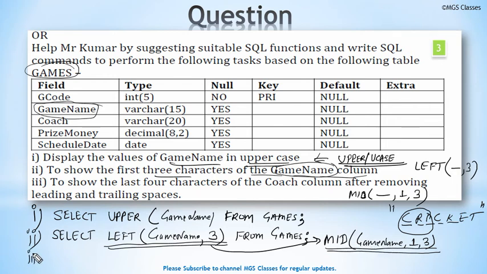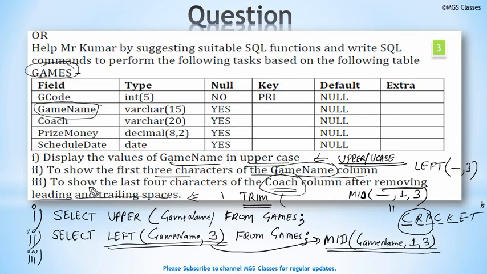Now we are solving the third question. The third question is to show the last 4 characters of the coach column after removing the leading and trailing space. Here you need to apply 2 functions at the same time. First you need to remove the leading and trailing spaces. To remove them, we use the TRIM function. You should remember this TRIM function. Basically it removes the leading and trailing spaces from any given string.